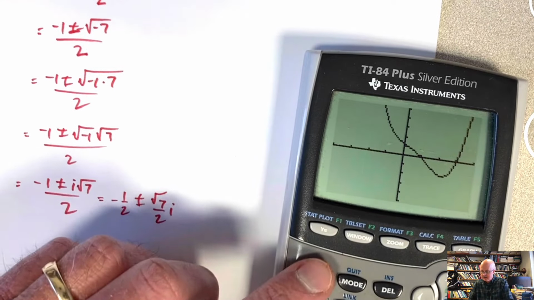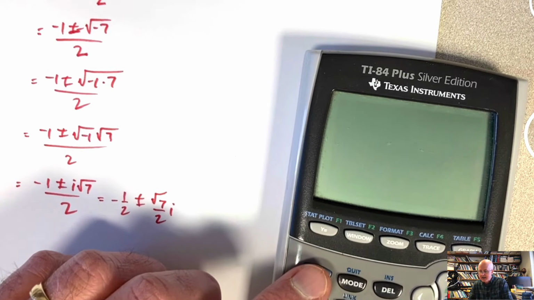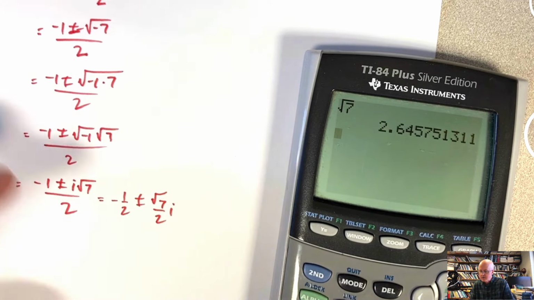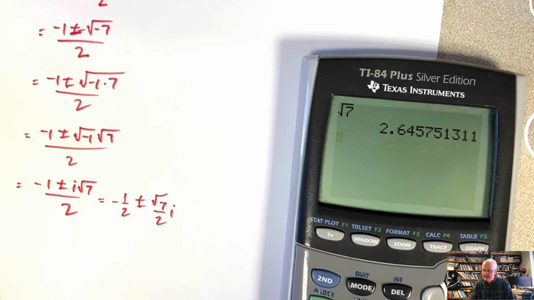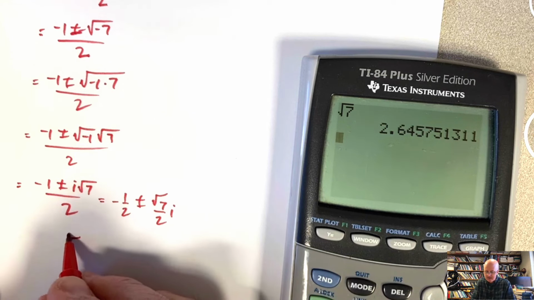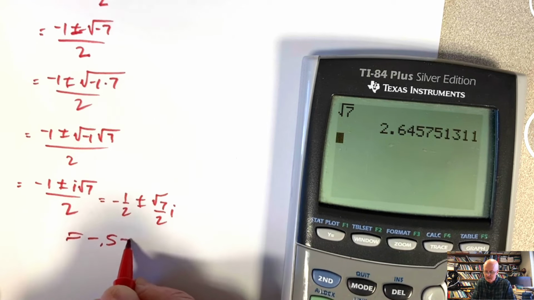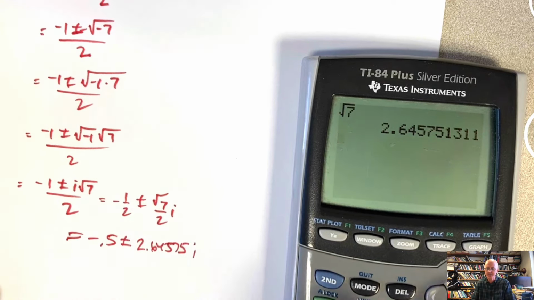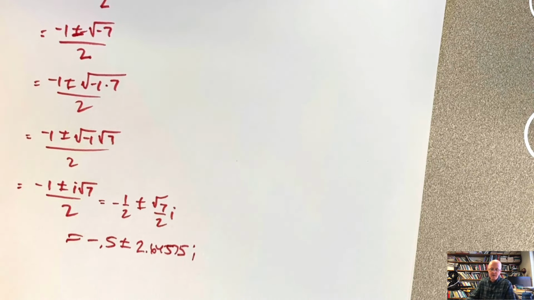What is the square root of 7 anyway? It's a number between 2 and 3. It's approximately 2.64575. I could write this as negative 0.5 plus or minus 2.64575i in approximate form.